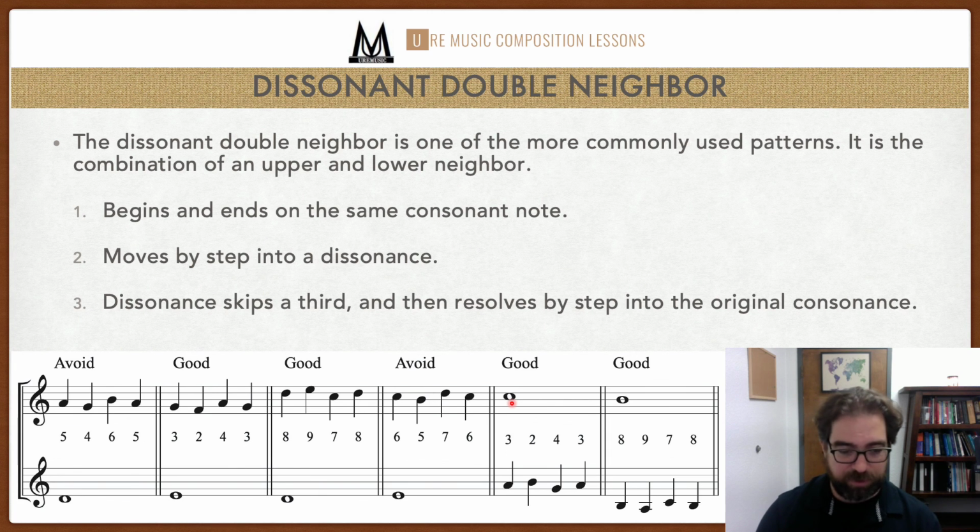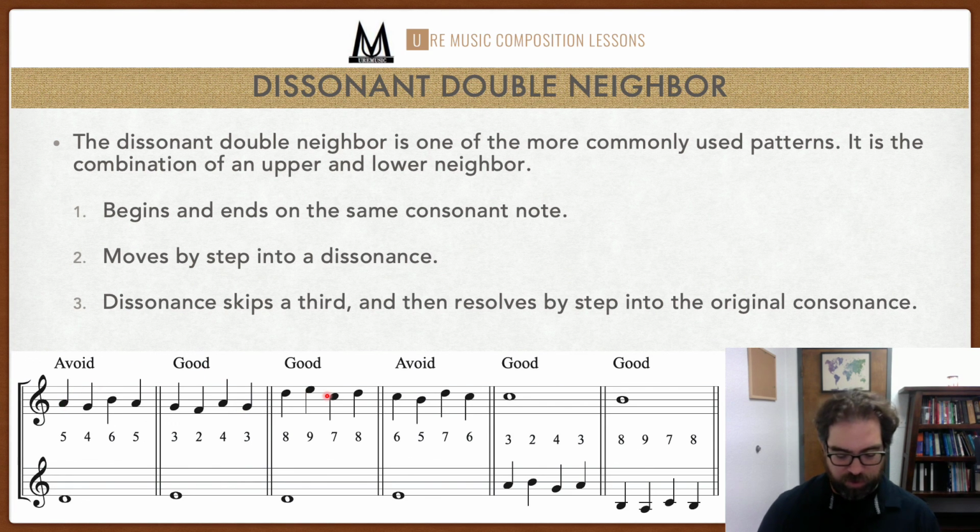And then our last one. So you can start with an upper neighbor or a lower neighbor, but then all you do is you have a skip of a third, both these notes have to be dissonant, and then it comes back to the original pitch. So here's an example of what you need to avoid.